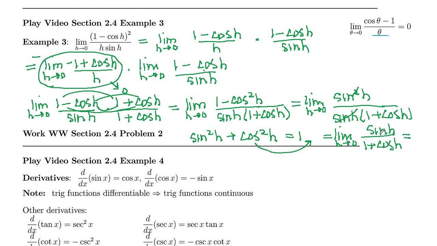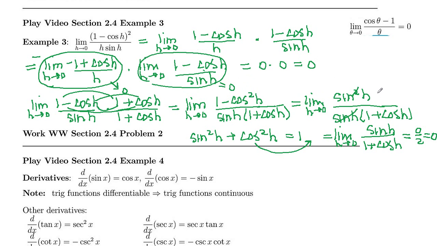This is no longer 0 over 0. The top is going to 0. Bottom, cosine of 0 is 1. So this looks like 1 plus 1. So this is 0 over 2, which is 0. So that limit is 0. So this piece is going to 0, but then this limit is also 0. So this is actually 0 times 0, which is 0.